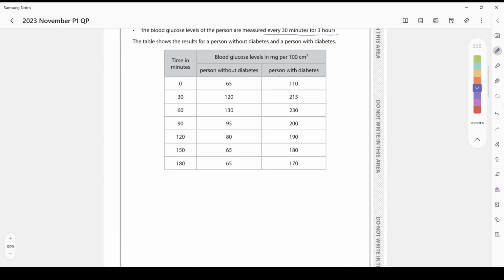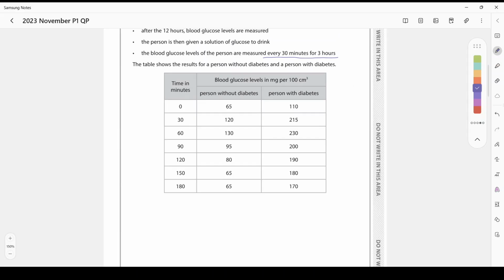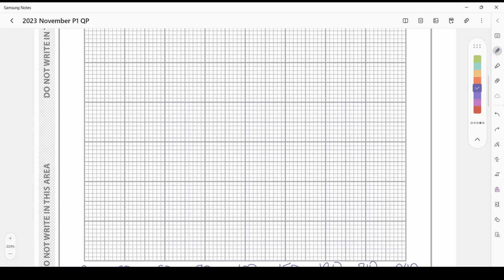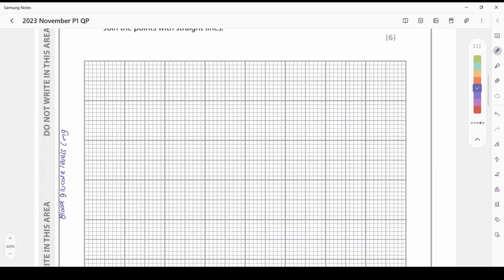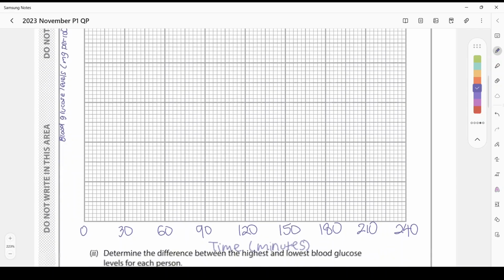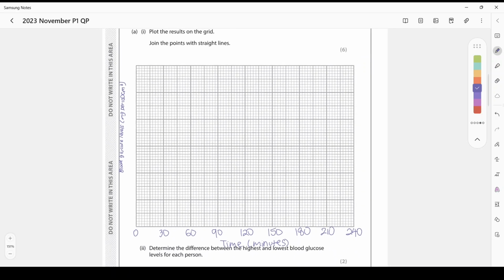All right, the y-axis is going to be the blood glucose level in milligrams per 100 centimeter cube. Okay, I've zoomed it in a bit. Blood glucose levels, and it's in milligram, what was it, per 100 cm cube. All right.